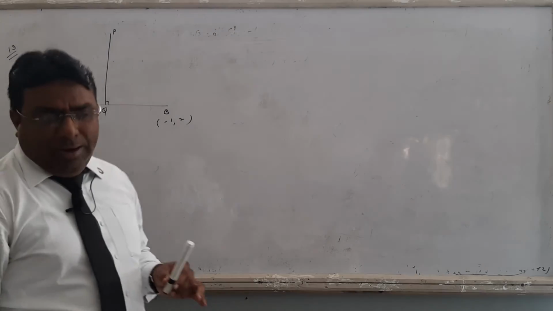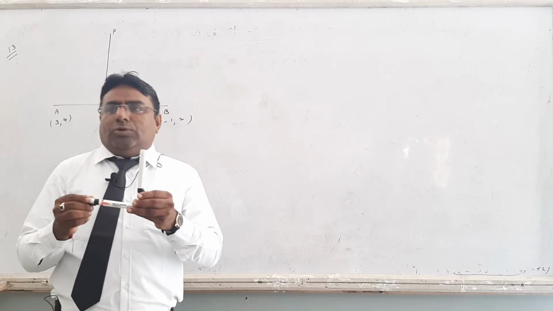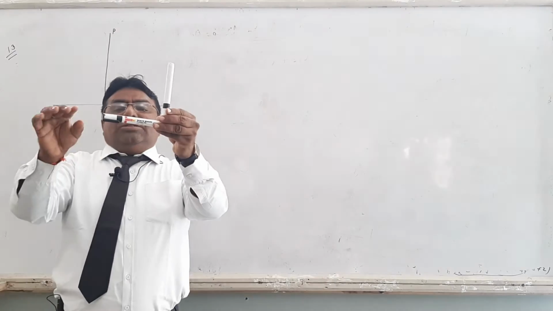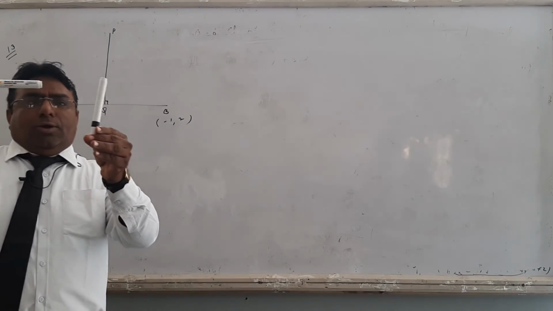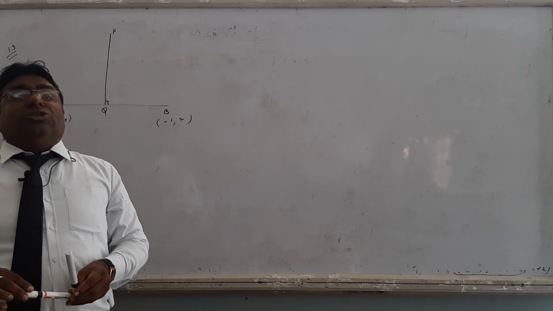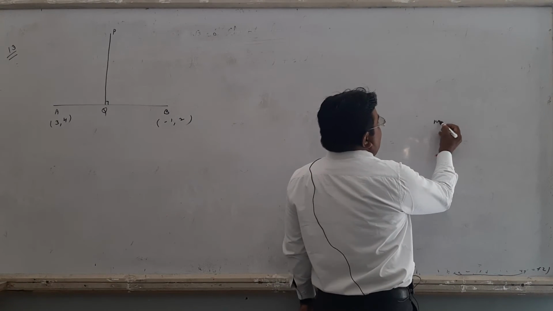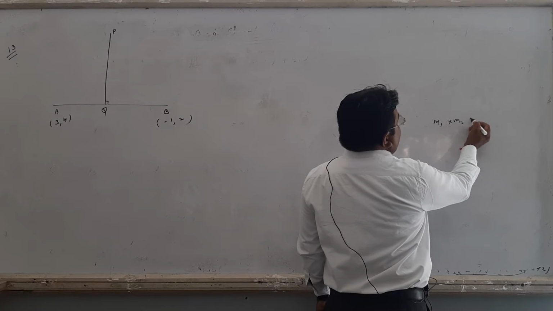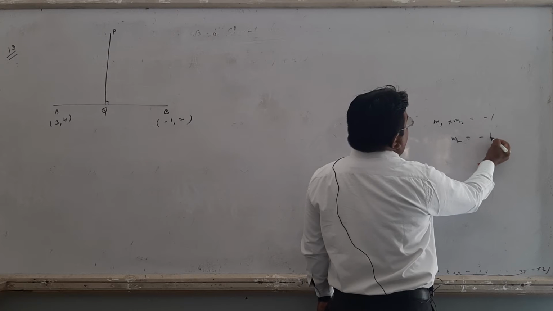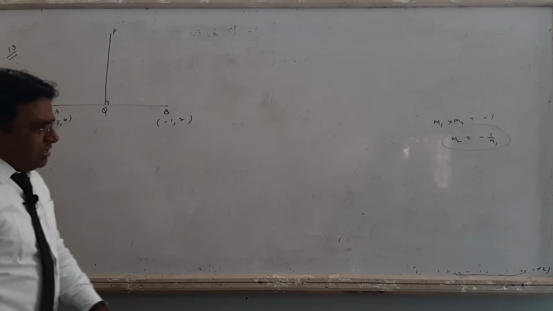2 lines are perpendicular. Student, if 2 lines are perpendicular, then m1 into m2 equals -1. That means if the slope of this line is given as 2, then what is the slope of the perpendicular line? That means reciprocal and sign change. Why? Because the condition for 2 perpendicular lines is m1 into m2 equals -1. That means if m1 is the given slope, m2 is -1 upon m1. That means reciprocal and sign change.